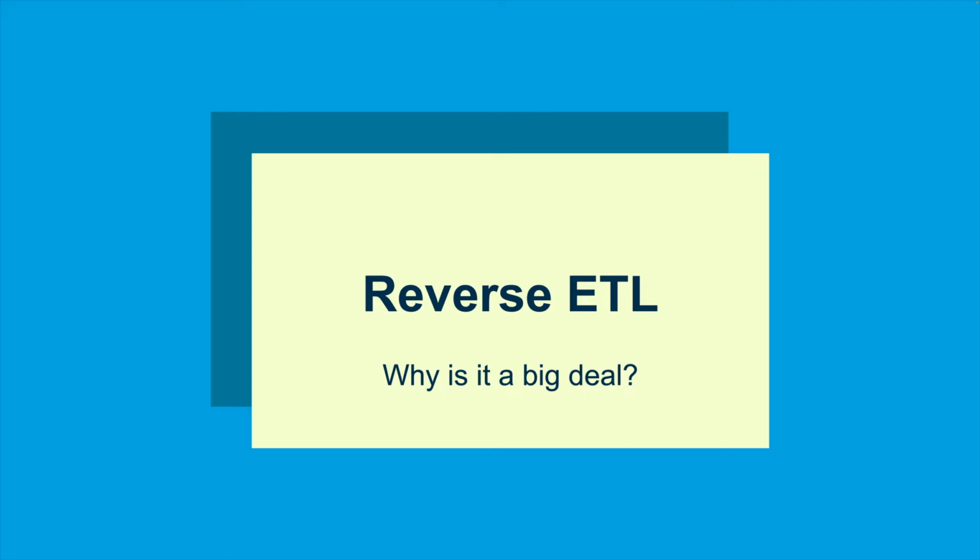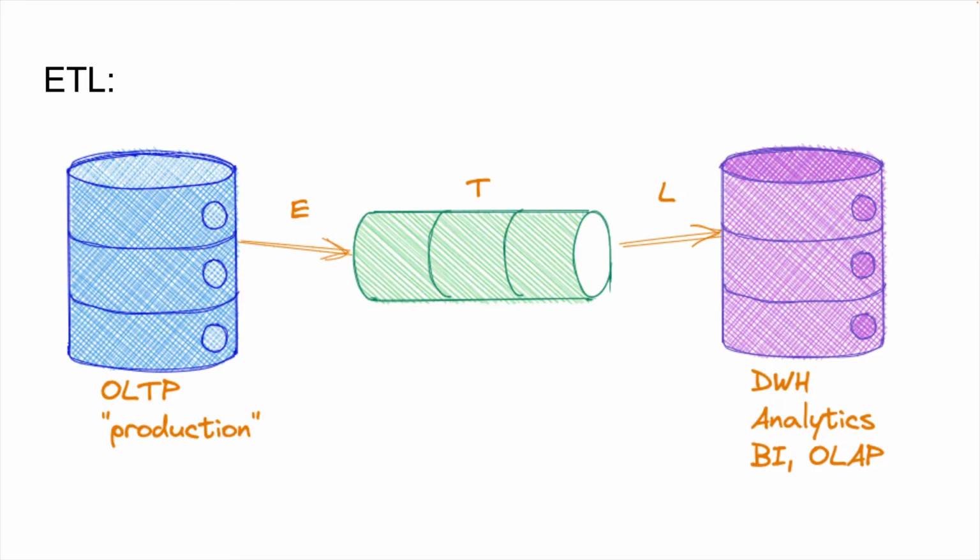Why is Reverse ETL such a big deal? So as a reminder, we have good old school ETL, where we take data out of our production databases. Sometimes we call them OLTP databases, online transaction processing. We take them out, we manage them, and we load them into our data warehouse and our analytical systems. Why do we need to do it? Because these two different systems were written in very different ways.